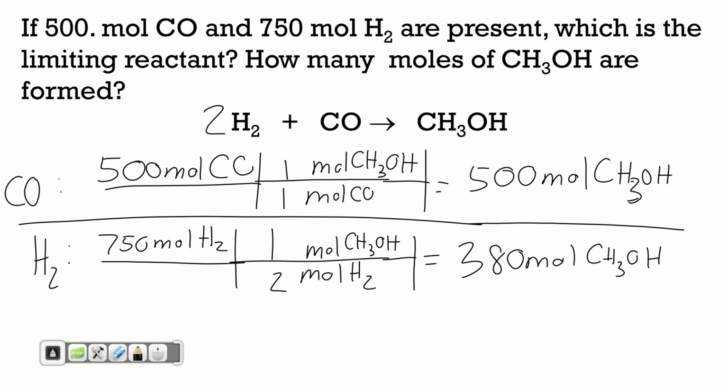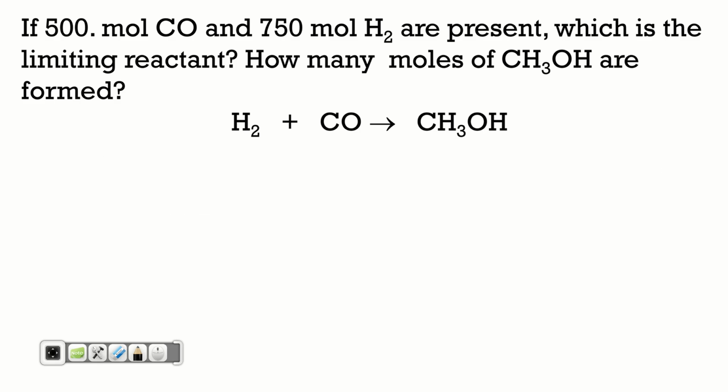This is what I said I warned you about. The limiting reactant is going to be H2, even though there's more moles present, based on the chemical equation and how I need 2 H2s for every CO. It would only produce 380 moles of CH3OH at the end. So H2 is my limiting reactant, CO is my excess reactant.